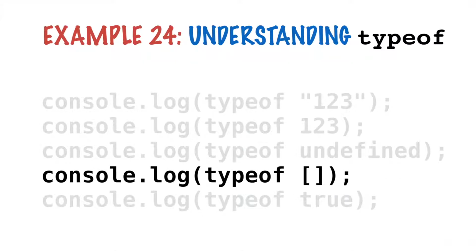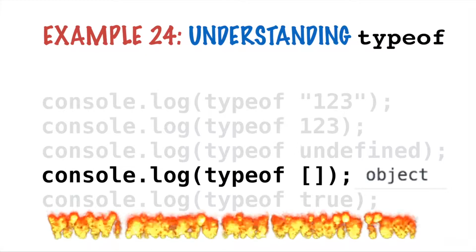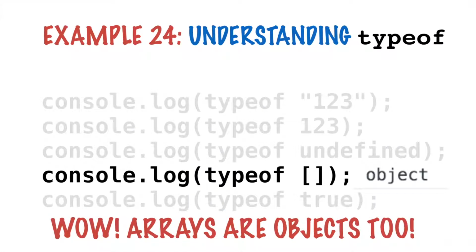The next example after this looks at the typeof an array. If you remember, the empty square brackets denotes an array. The empty square brackets is actually an object. All arrays are objects in JavaScript. So when you say typeof empty square brackets, you'll get object. This just proves to us that arrays are objects as well. This is an important point and you'll do well to remember this. Arrays are also objects at the heart.